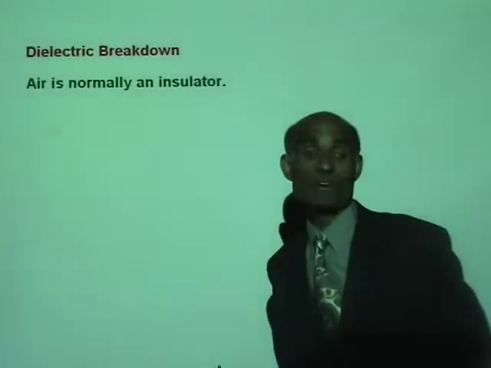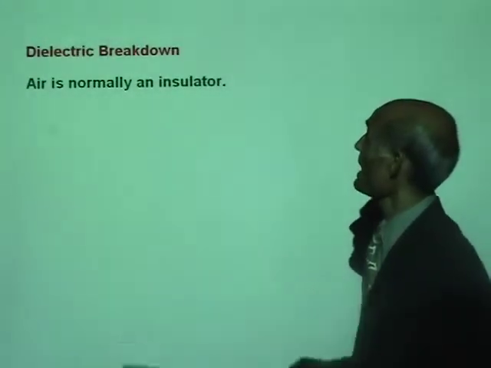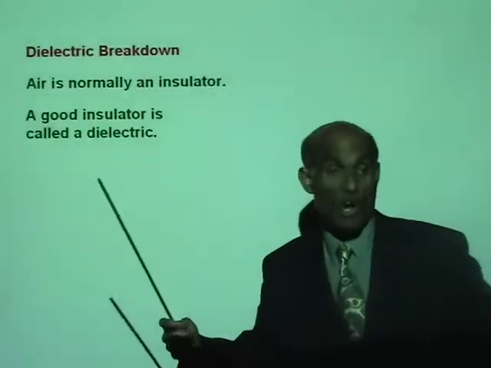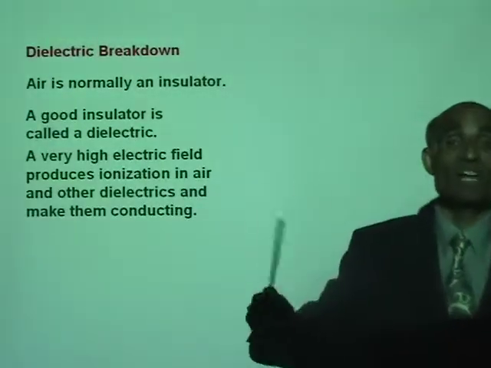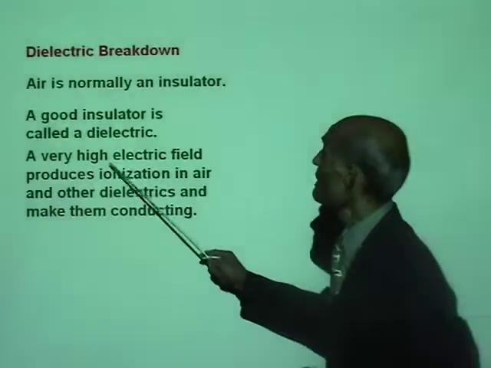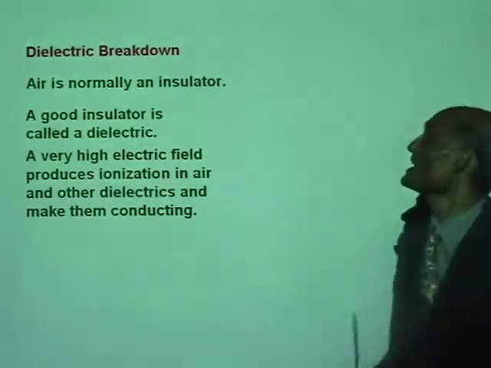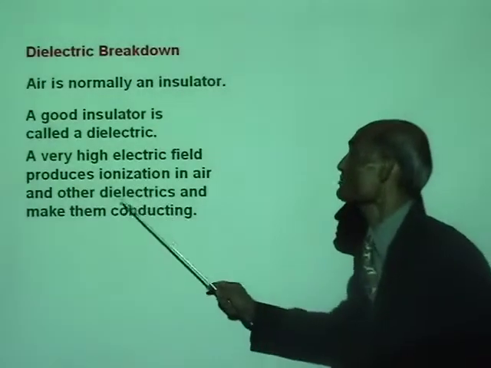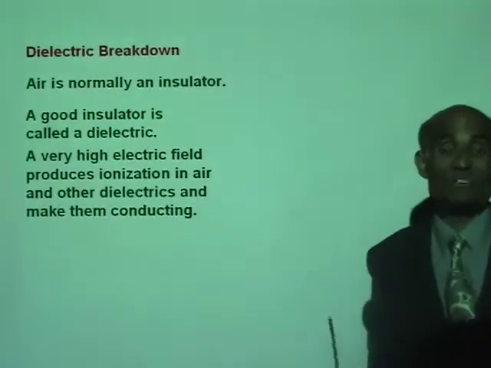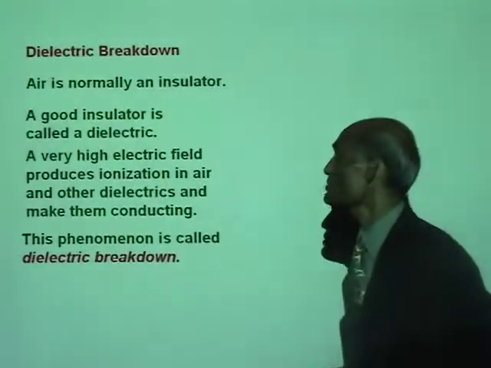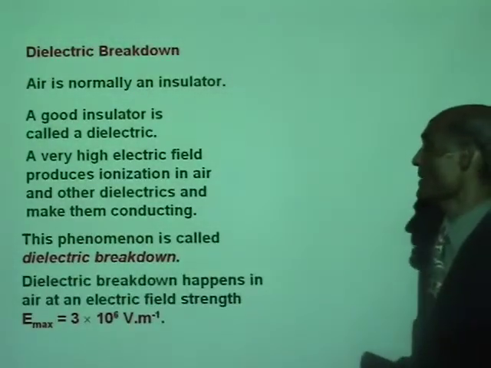Now, we know what dielectric breakdown is. Air is normally an insulator. A good insulator is called a dielectric. We will see that in our next lesson also. A very high electric field produces ionization in air and other dielectrics and makes them conducting. I told you about that a little while ago. This phenomenon is called dielectric breakdown.